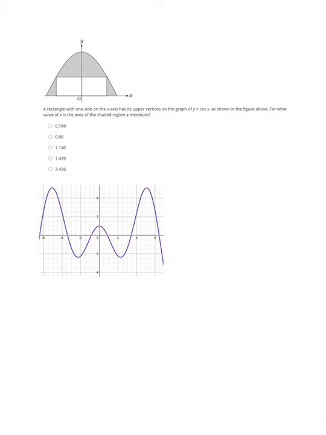So here's the third part of our review assignment. They describe this rectangle for us, and they want to know for what value of x is the area of the shaded region a minimum.